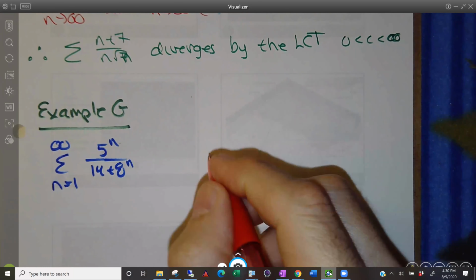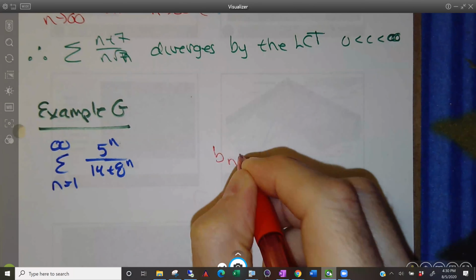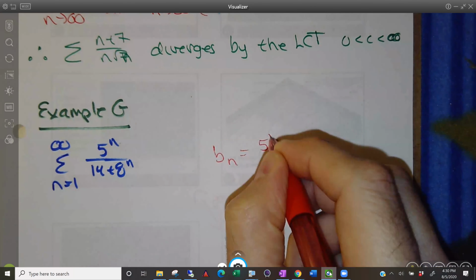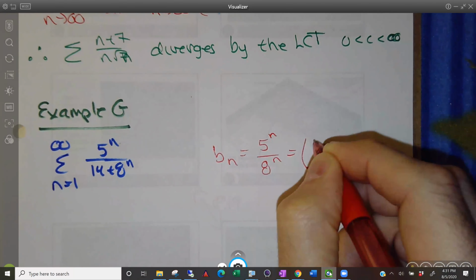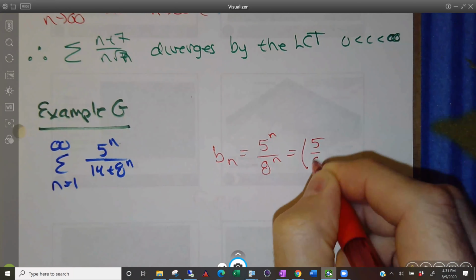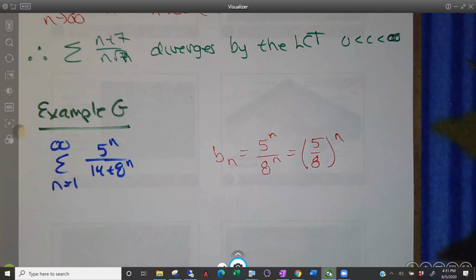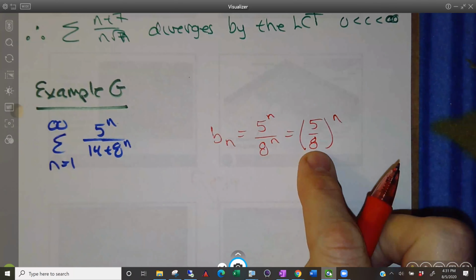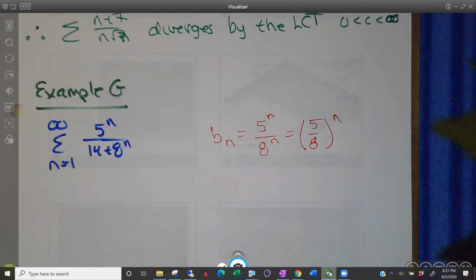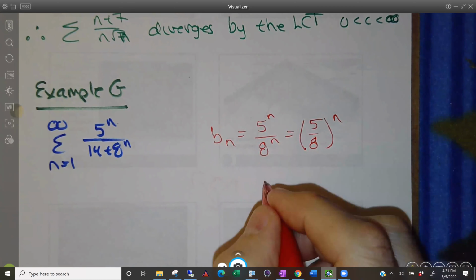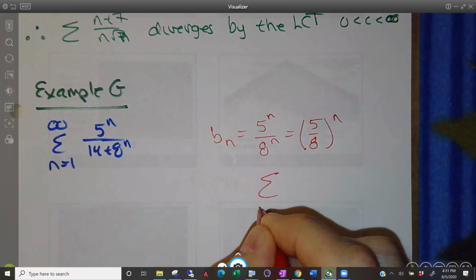So that's kind of putting my mind into thinking b sub n would be 5 to the n over 8 to the n. Or I could also write it as (5 over 8) to the n. And I only write it this way, not from a calculation standpoint, but for you to think about it in terms of a series. And we know this series. We discussed it earlier today.